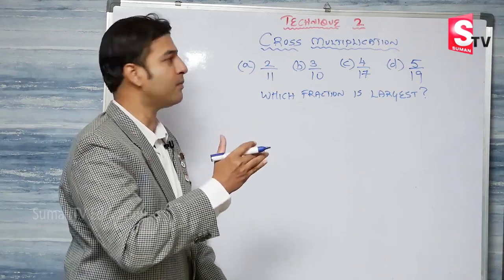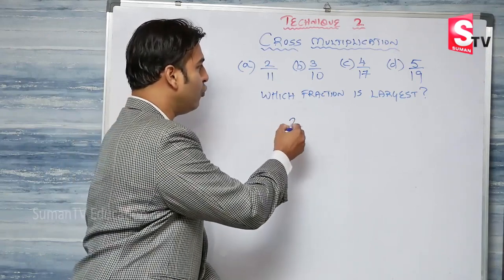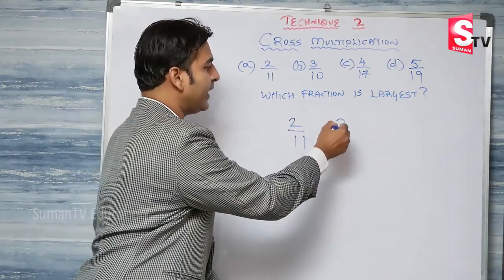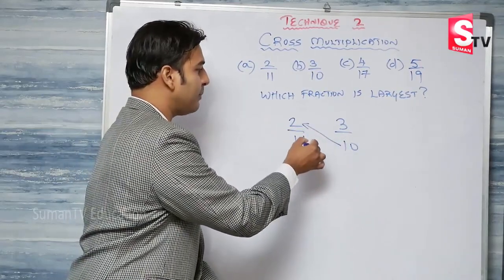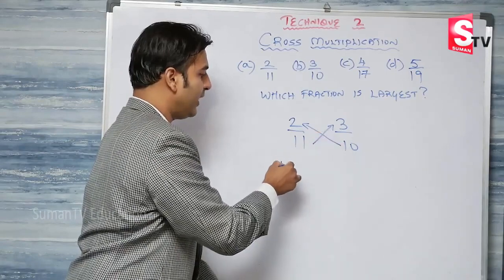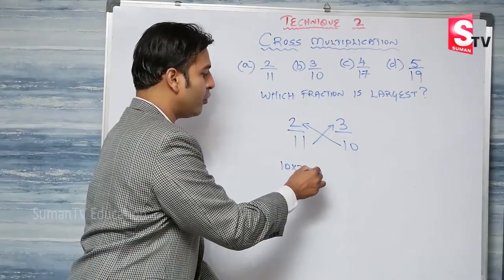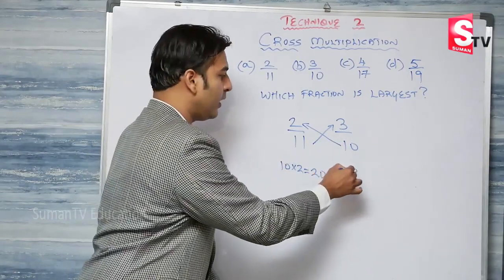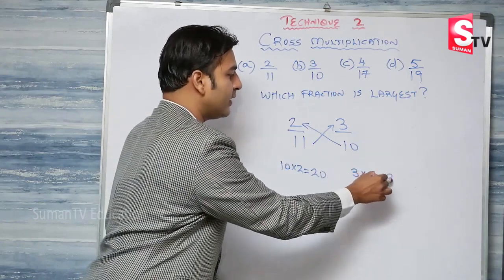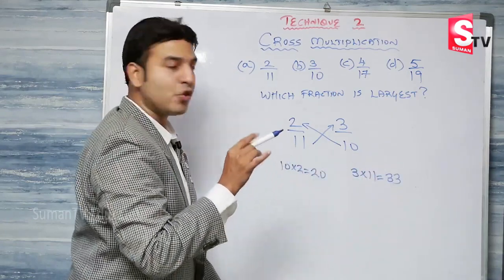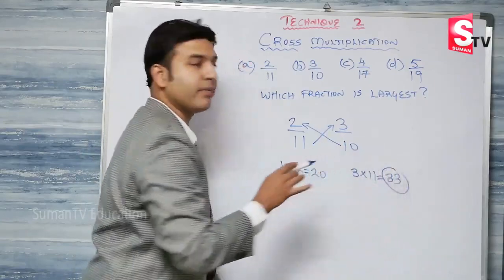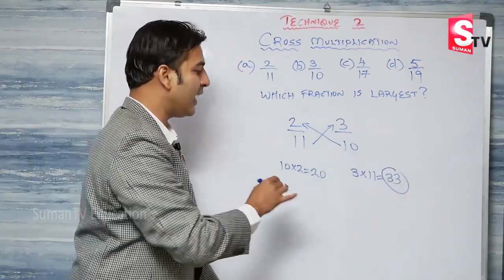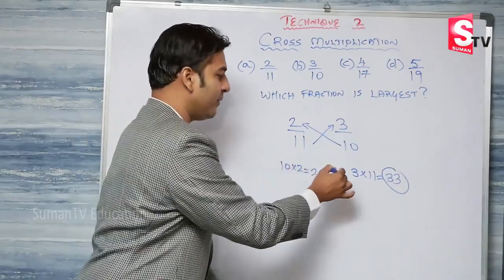So I use this particular technique called cross multiplication in order to find the answer at the fastest possible time. So I have 2 by 11 and then 3 by 10. What I should do is just cross multiply. So I know 10 into 2 is 20, and 3 into 11 is 33. So we know that this number 33 is greater than 20.